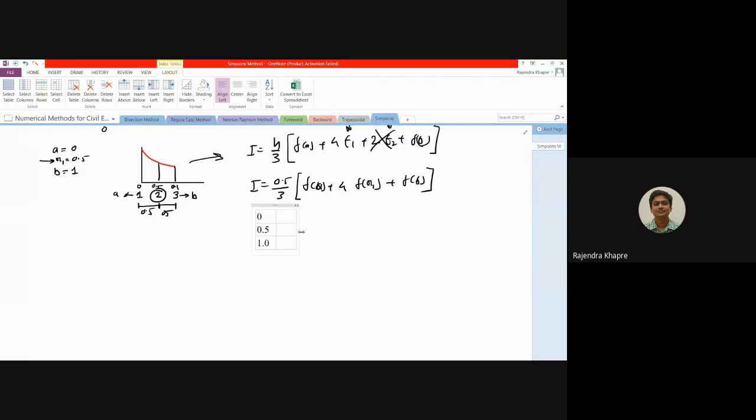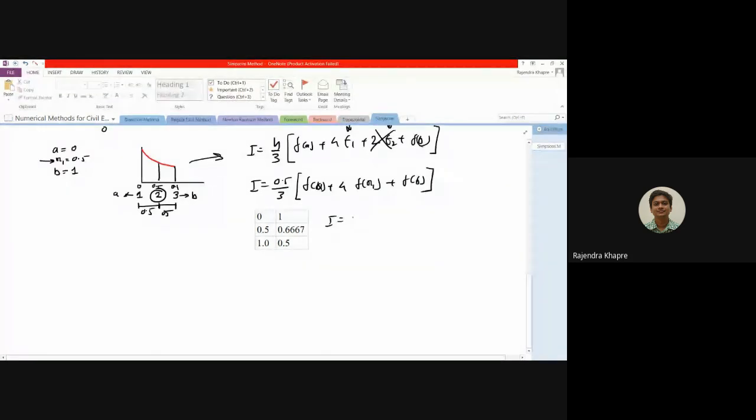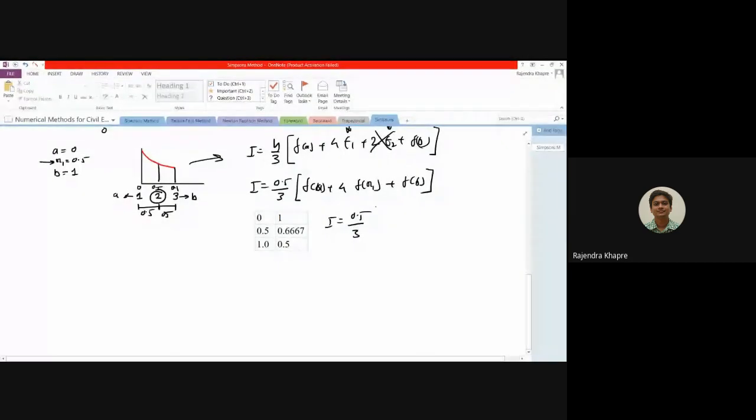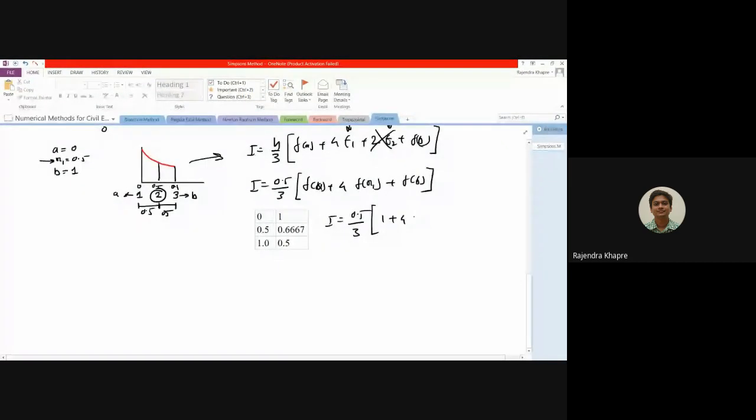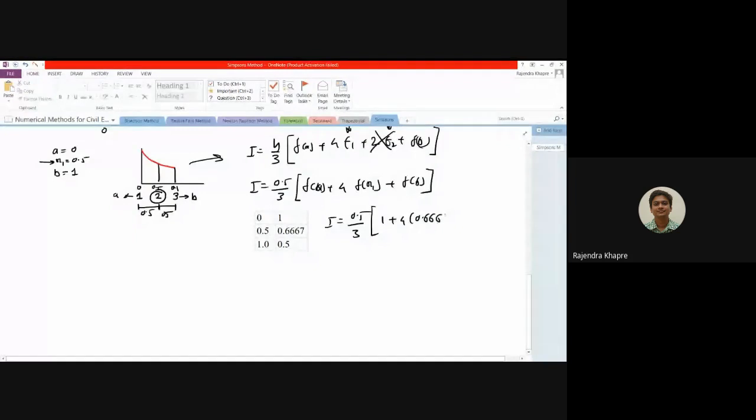Can you tell me what will be the values of y corresponding to these? 1 upon 1 plus 0 is 1. This is 1 upon 1 plus 1, that is 0.5. And what was the value in the middle? 0.66667. So basically your I value will be 0.5 divided by 3 into (1 plus 4 into 0.66667 plus 0.5). What is the I value coming out to be?